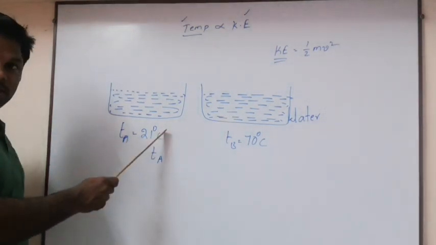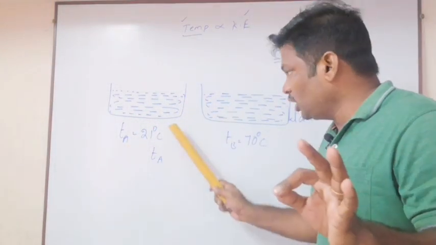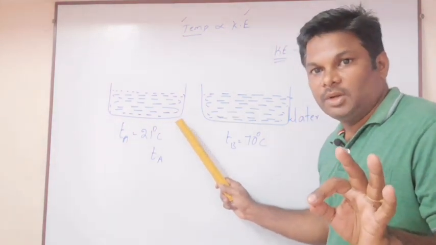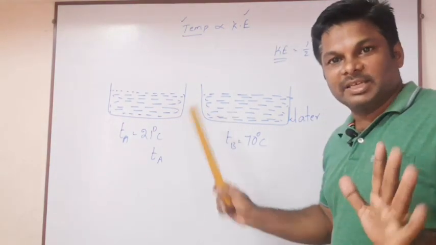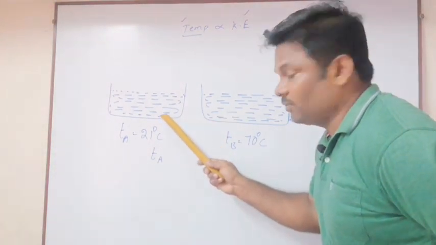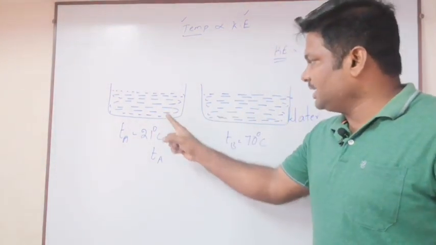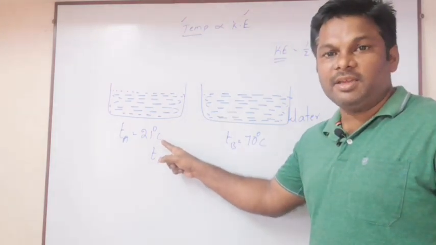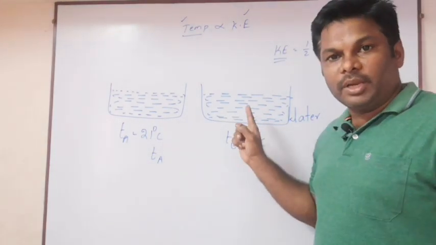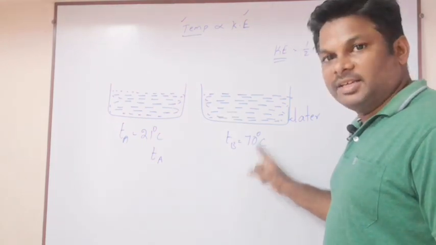Here 2 beakers are there, with the same amount of water, that is, volume of water in the first beaker is equal to volume of water in the second beaker. So mass of water is the same, but this water contains a small amount of heat energy, that is why its temperature is 21 degrees centigrade. And this one contains more heat energy, so its temperature is 70 degrees centigrade.